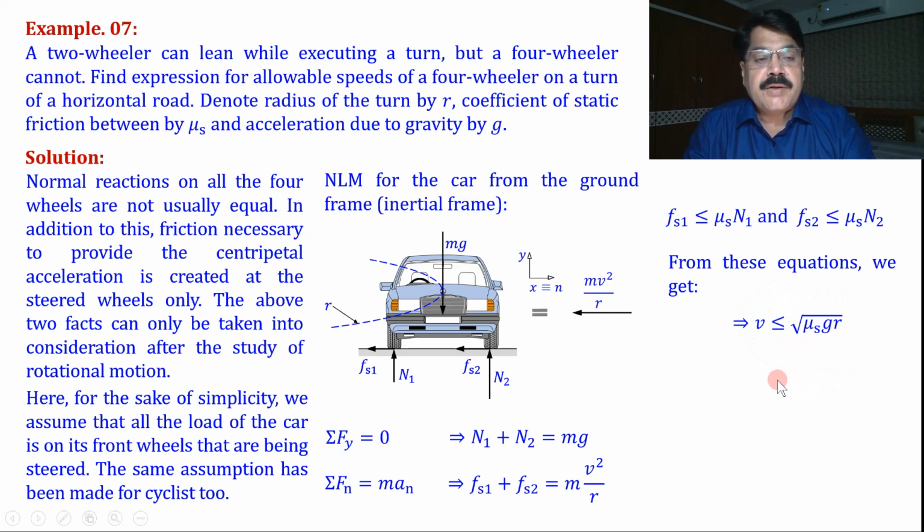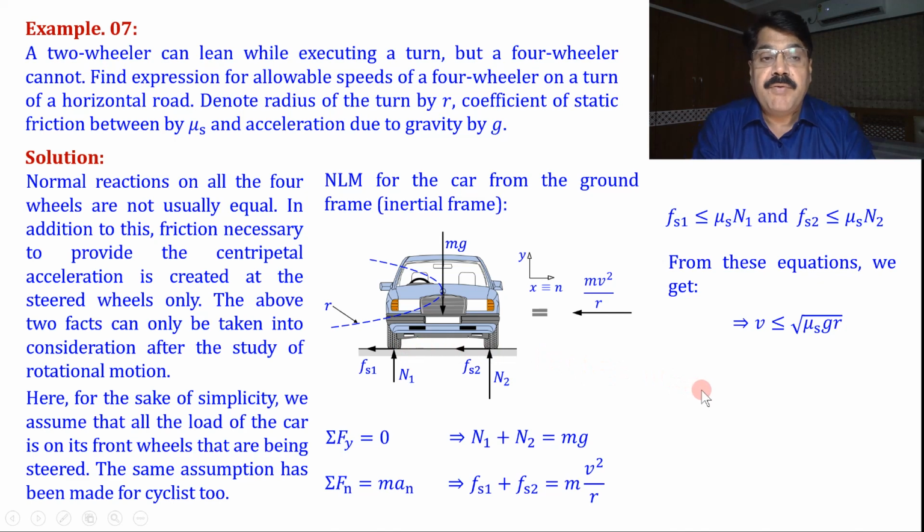The cyclist achieved this by leaning. Actually, the leaning was for another factor. It was just to maintain the cyclist in rotational equilibrium. The leaning there was not providing any centripetal force. Here again, the centripetal force we are getting from friction, and no leaning is required.